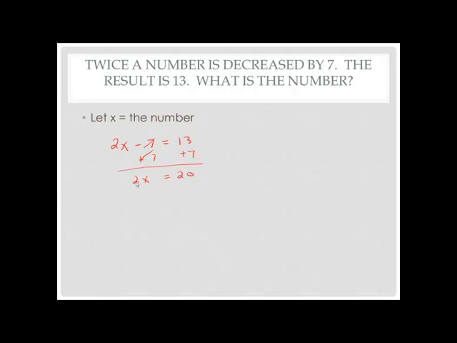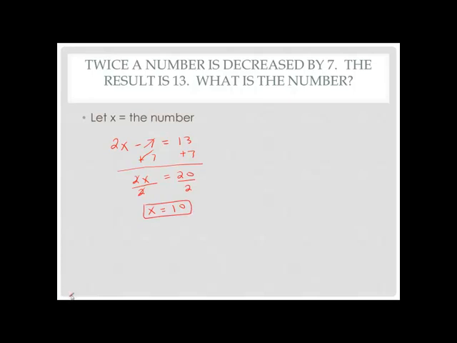Now I want to undo the 2 times x. And the opposite of 2 times x is to divide by 2. And the reason I can do that is because 2 divided by 2 is 1, so they will cancel each other out. Then I would have to come over here and divide by 2 also. So that gives me x equals 10.